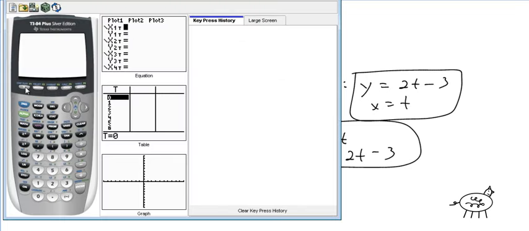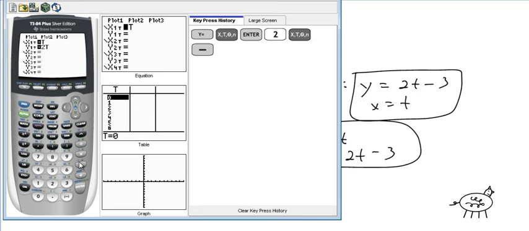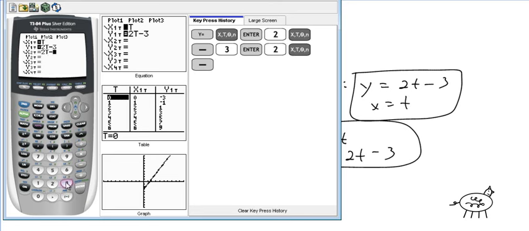All right, so let's enter in the parametric y equals, and for the first one we're going to do x equals t, and y equals 2t minus 3. And then we're going to graph the other one, the inverse of that. So I'm going to say x is equal to 2t minus 3, and y equals t. Okay, and let's graph this baby.